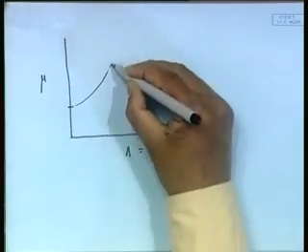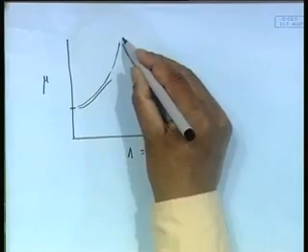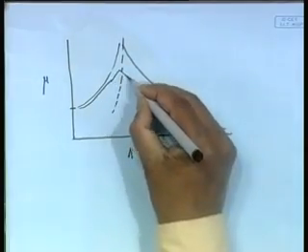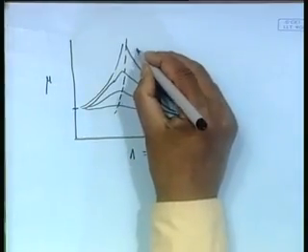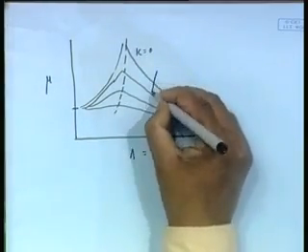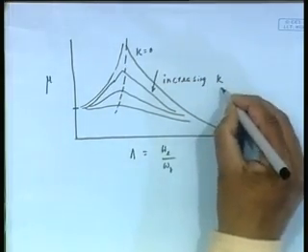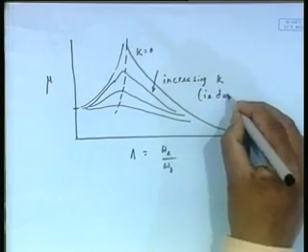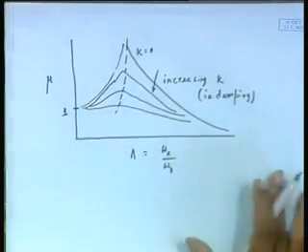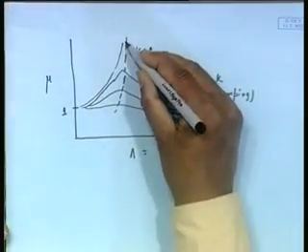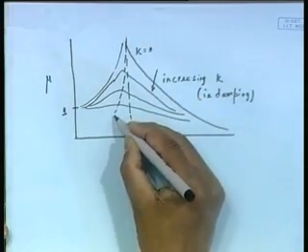This becomes something like that. It goes to, actually let me write, etc., where this is for damping 0 and this is increasing damping. This is actually 1, the magnification factor. This is the undamped one and this is the damped one.